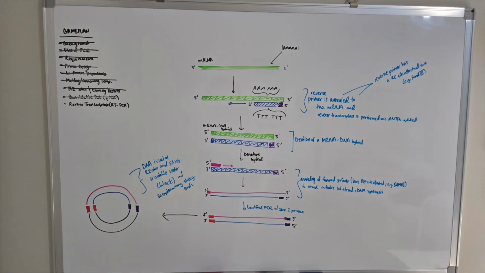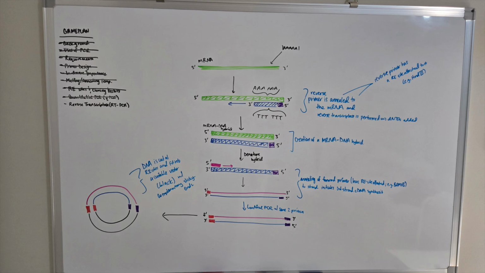And so what's going to happen next is we're going to denature our hybrid. And so we're going to take that little DNA strip that we've just formed and we're going to use it. And before we do that, we do need to denature it. So we're going to heat it up, all that kind of jazz. We're going to take our DNA part that we've done from the hybrid, and we're going to anneal a forward primer.